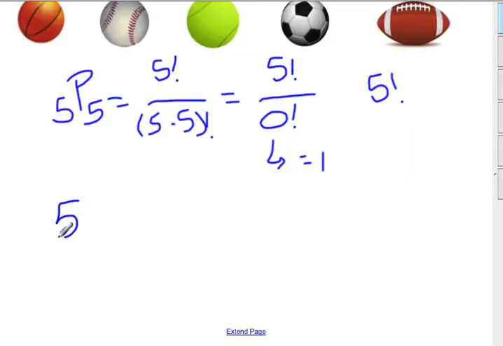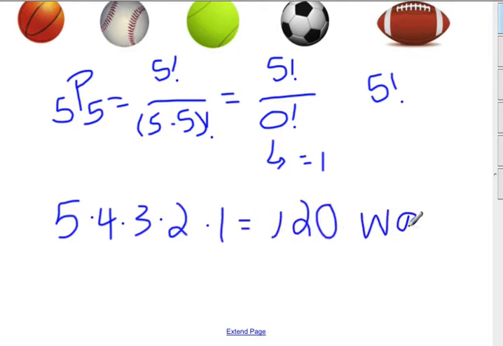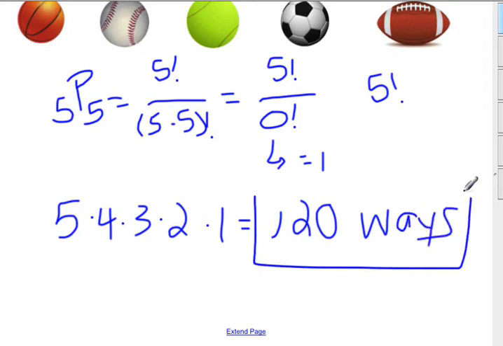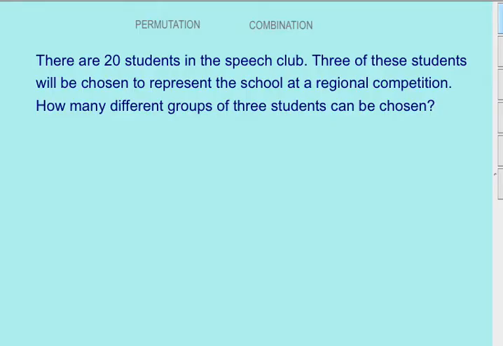And 5 factorial is 5 times 4 times 3 times 2 times 1. And when you multiply all of those out, you end up getting 120 different ways that you can rank all of those sports. All right? Next, let's go ahead and let's take a look at number 10. There are 20 students in speech club. 3 of these students will be chosen to represent the school at the regional competition. How many different groups of the 3 students can be chosen?